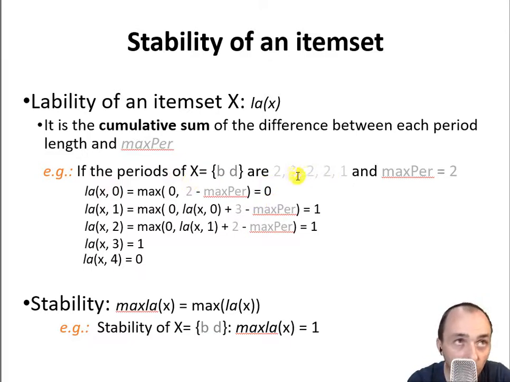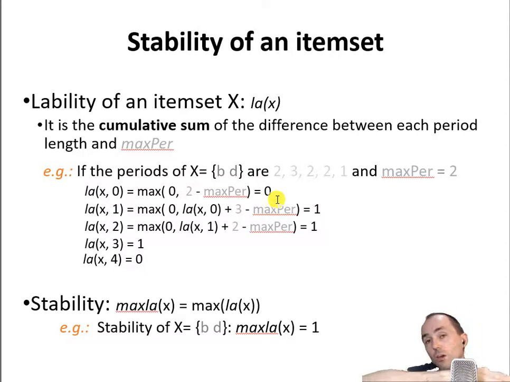Now, the next period is 3. So the liability of X for the next period is the maximum always of 0 and the liability of X for the period before, what we calculated before, which was 0 here, plus the difference between 3 and the maximum. So 3 minus 2 is 1. So the maximum of 0 and 1 will give you 1. Here, for this period, we have exceeded the maximum a little bit, by 1. So we will accumulate the 1.